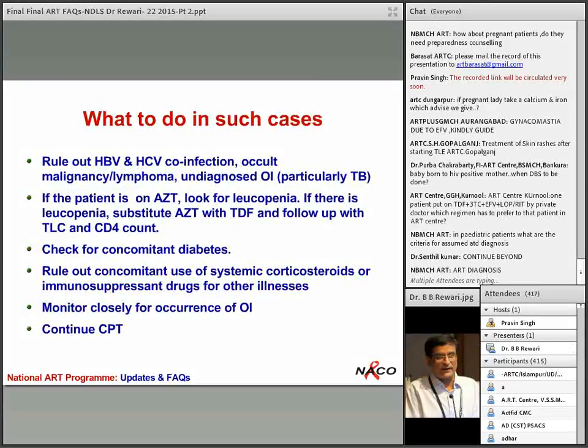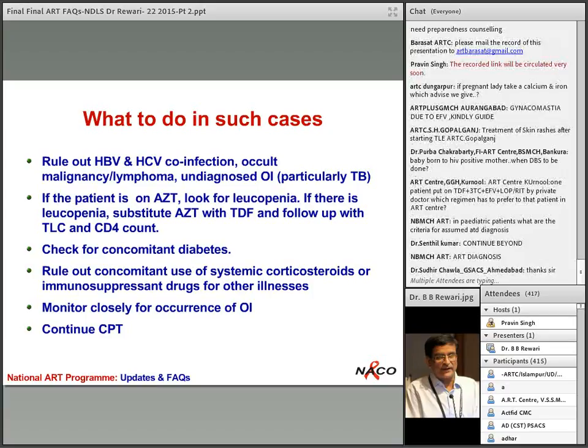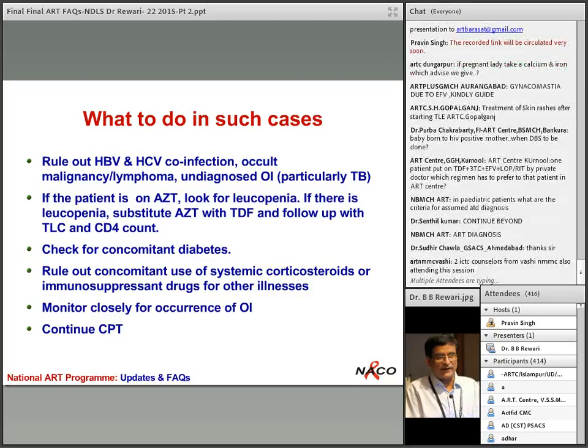Basically, we have to see what are the other causes of CD4 count not increasing, though the viral load is not detectable. One you have already done is ruling out HIV-2, which is the commonest. But we also have to rule out HBV infection, HCV co-infection. You have to see if the patient is on AZT. Is there leukopenia? Is this CD4 decline or low CD4 due to leukopenia? If leukopenia is there, substitute AZT and then follow up with total leukocyte count and CD4 count.